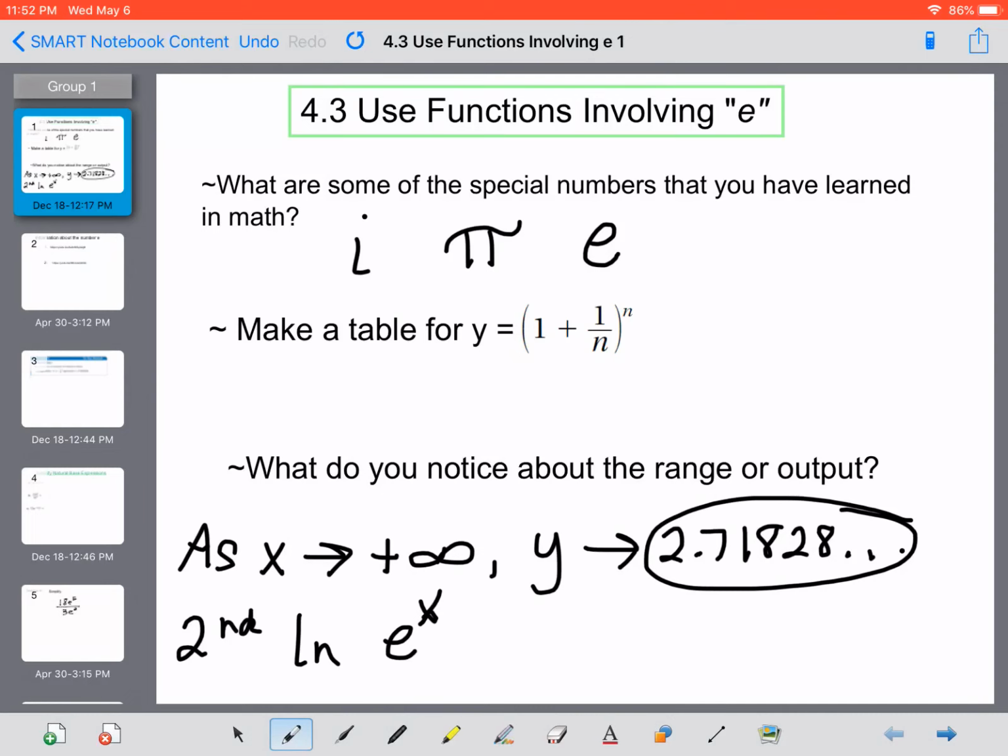So if you hit second ln, e to the x, then that will give you e to the, and there'll be a box. If you enter 1 for the exponent and then press enter, you should get this number right here. So go ahead and try that on your calculator. Just remember that e represents a number, it's not a variable.